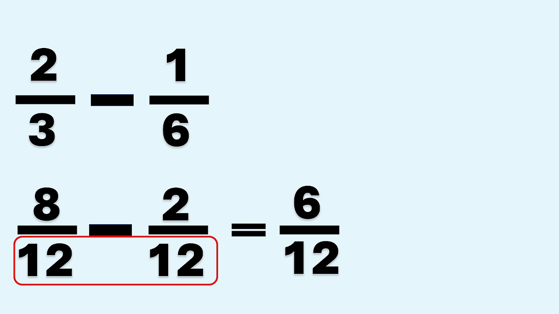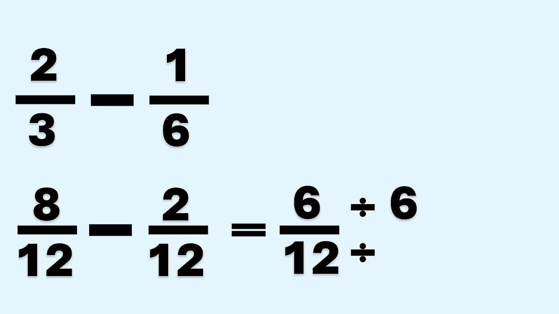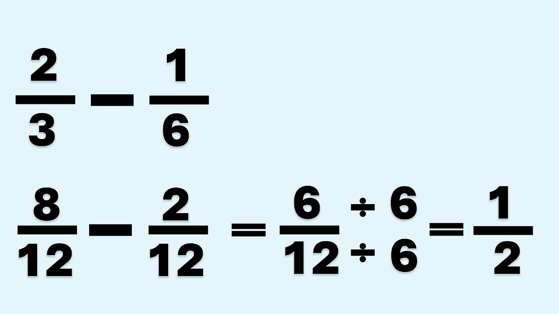6/12 can be reduced to lowest terms because 6 and 12 have a common factor. Let us divide 6 and 12 by their GCF, or the greatest common factor, 6. So 6 divided by 6 equals 1. 12 divided by 6 equals 2. So the final answer is 1/2.